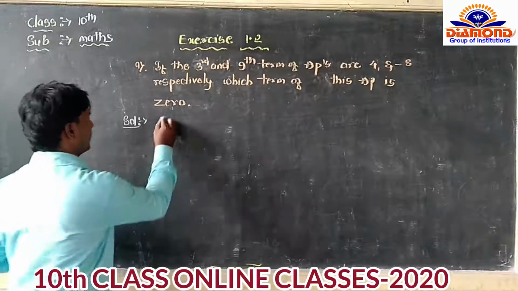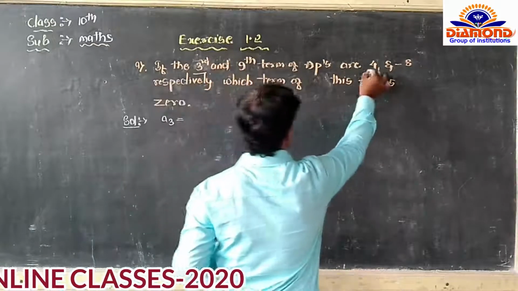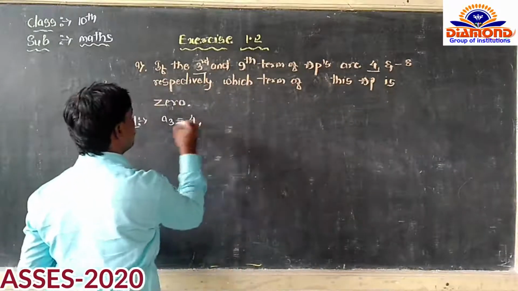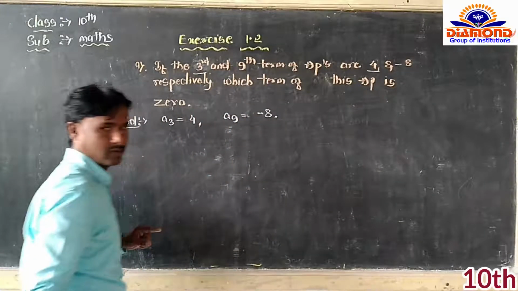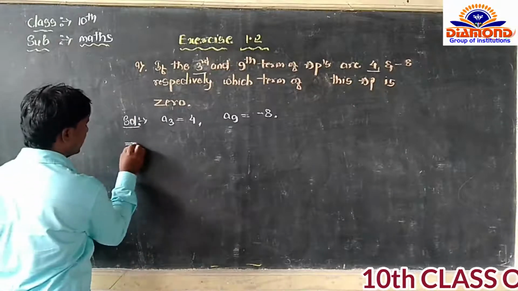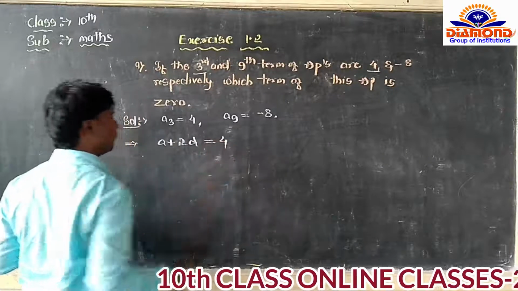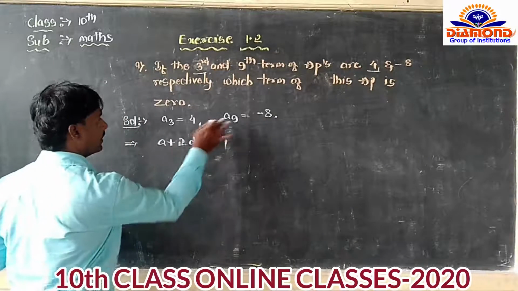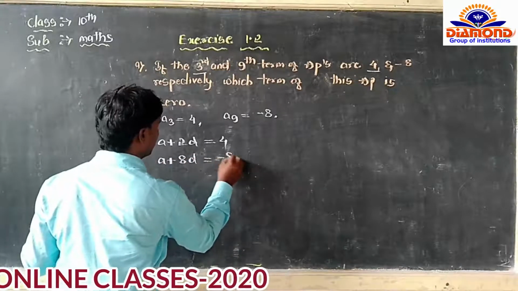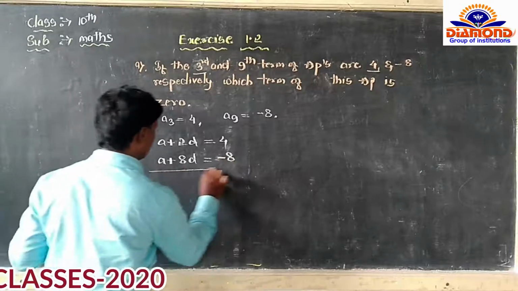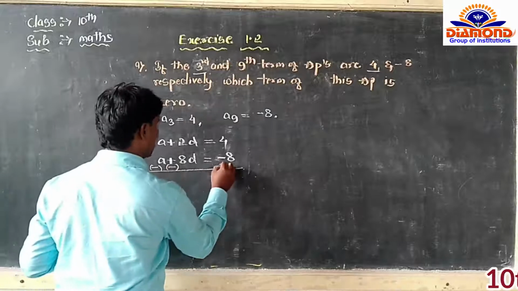So the third term means A3 is equal to what? A3 is 4, dear students. A3 is 4 and A9 is equal to minus 8, dear students. Already you know that A3 is written as A plus 2D is equal to 4, and the A9 term means A plus 8D is equal to minus 8, dear students. Here plus becomes minus, plus becomes minus, minus becomes plus.